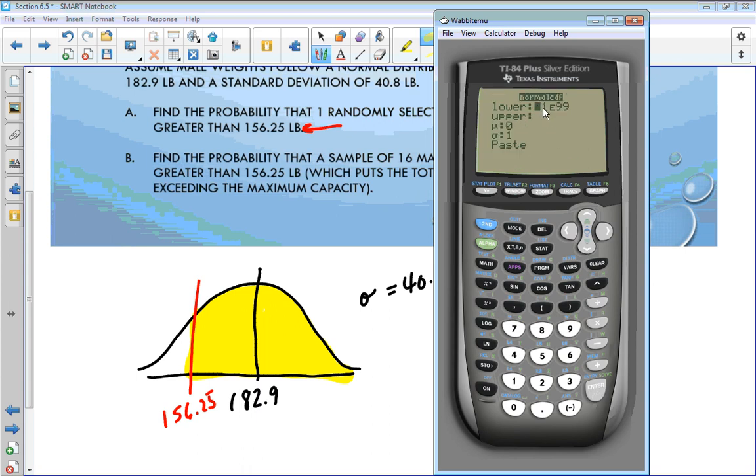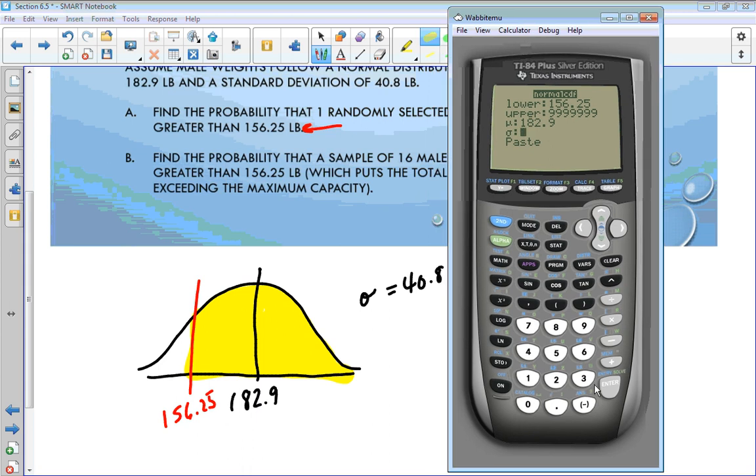Okay, my lower end is not negative 1 E to the 99. Our lower end is 156.25. Our upper end is going to be way out here to the very end of the tail, so I'm going to put 99999. The mu is 182.9, and my standard deviation is 40.8.